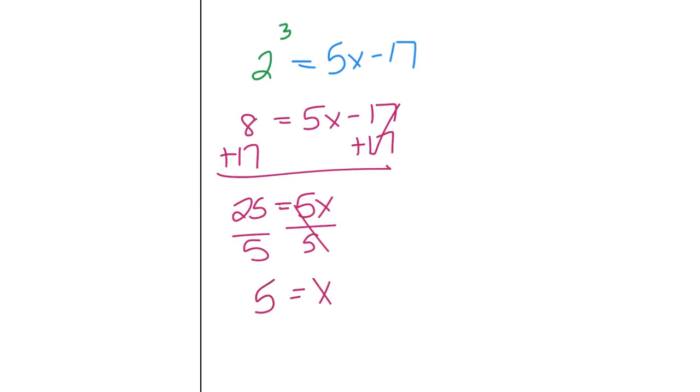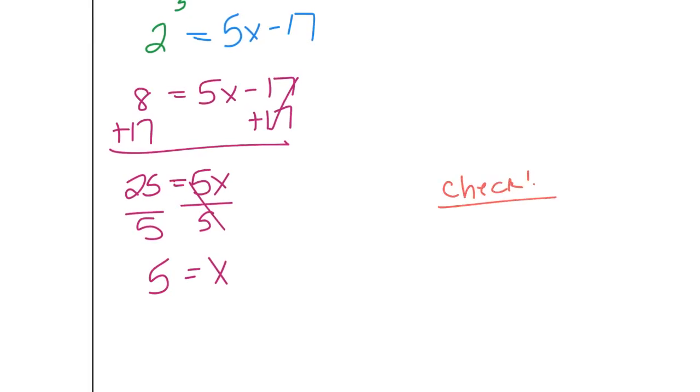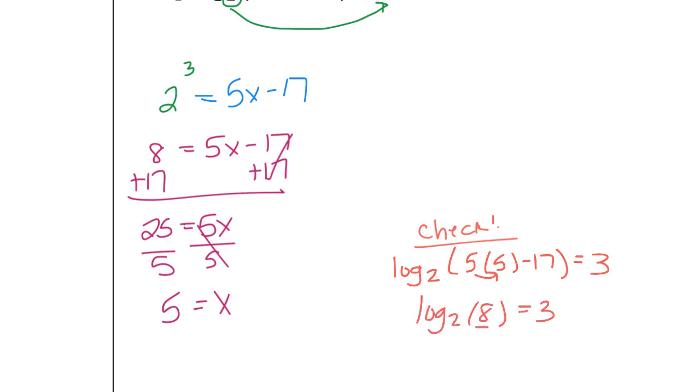But again, before we can say that yes, this is my final solution, I need to make sure I always go back and check and make sure I don't end up with a negative inside the logarithm. So log base 2 of 5 times x, x is now 5, minus 17. So 5 times 5 makes 25. 25 minus 17 makes an 8. So log base 2 of 8 equals 3. The 8 is what is the problem. So since 8 is positive, we are good. And that does mean x equals 5 is the solution.